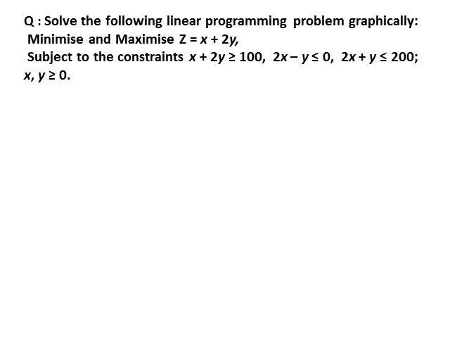Take one more question. Solve the following linear programming problem graphically. In this question, objective function is z equals to x plus 2y. We have to find maximum and minimum both values. Linear constraints given are x plus 2y greater than or equals to 100, 2x minus y less than or equals to 0, 2x plus y less than or equals to 200, and x and y both are greater than or equals to 0.